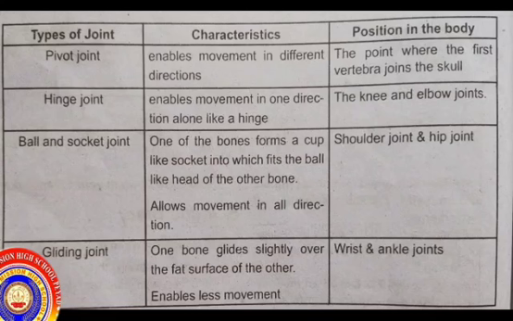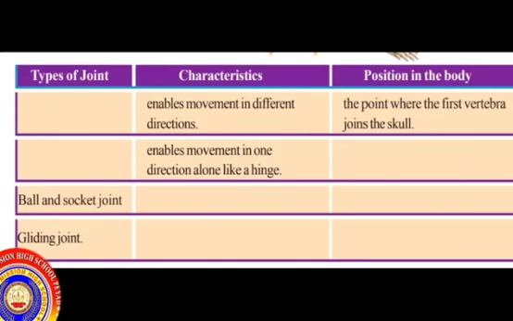Last one, gliding joint. One bone glides slightly over the flat surface of the other, and it enables less movement. It is seen in the wrist and ankle joints. Students, there is an activity. You have to complete the activity and write it in your notebook. Learn it well.